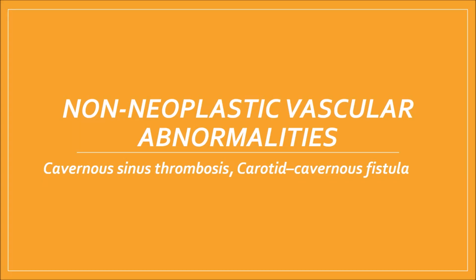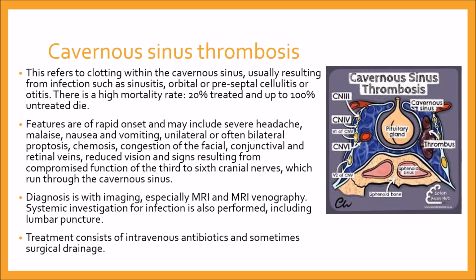In this lecture, I'll be discussing non-neoplastic vascular abnormalities of the orbit like cavernous sinus thrombosis and carotid cavernous fistulae. Starting with cavernous sinus thrombosis, this refers to clotting within the cavernous sinus, usually resulting from infections such as sinusitis, orbital and preseptal cellulitis, or otitis. There is a high mortality rate, 20% treated and up to about 100% untreated die.